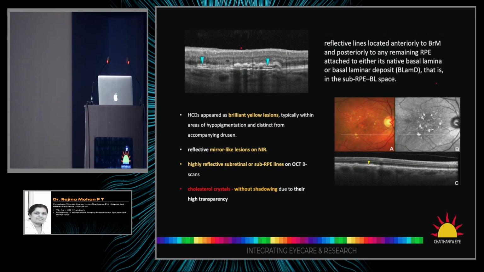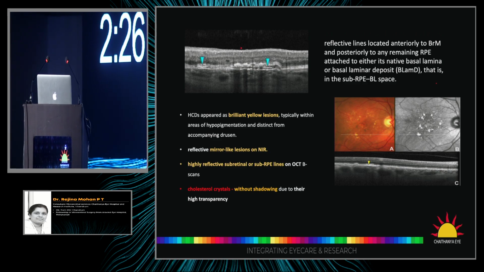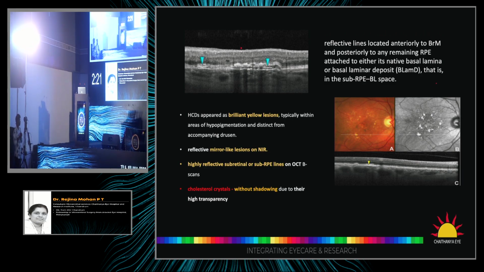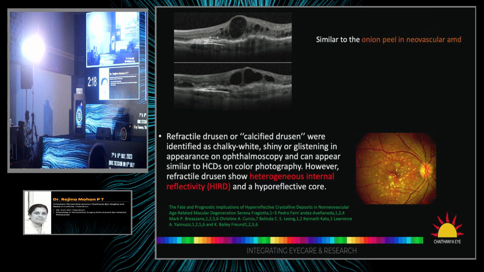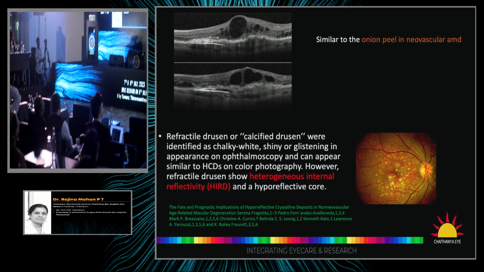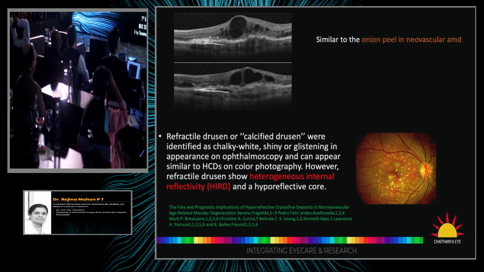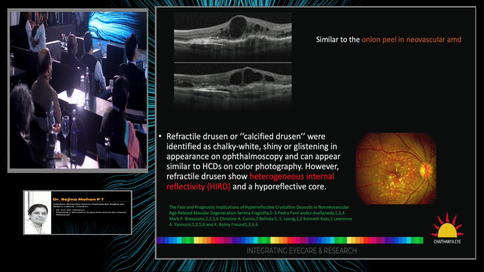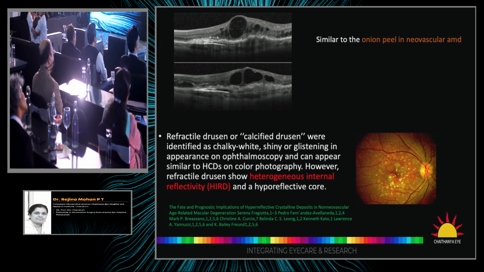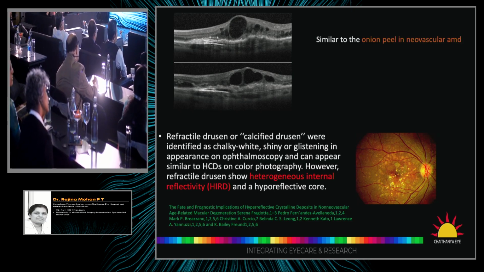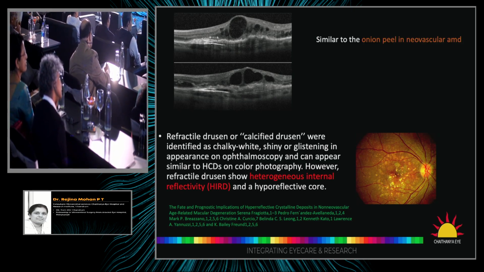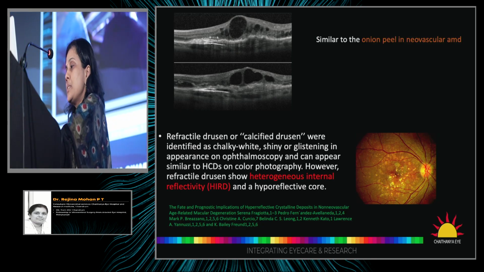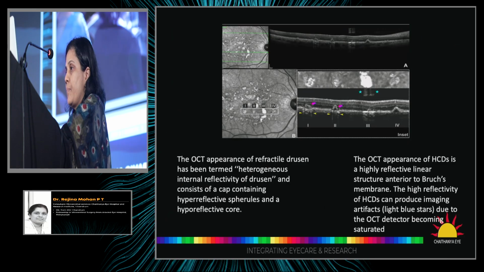And in IR images, these are highly reflective like a mirror. And these are supposed to be made of cholesterol crystals, and they do not produce any shadows. These are very similar to the onion peel sign, which is explained in exudative AMD, where the cholesterol crystals come from the exudation of the neovascular component, whereas in HCD, which is typically described in non-neovascular cases, this is basically due to the debris. And even though clinically it appears very similar to refractile drusen, the OCT is entirely different.